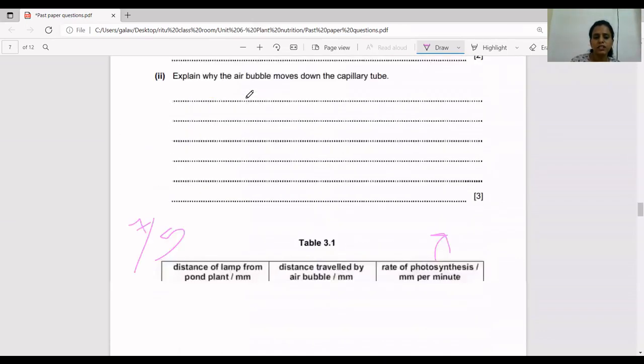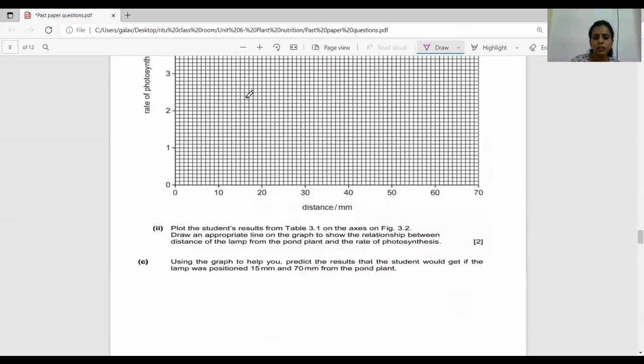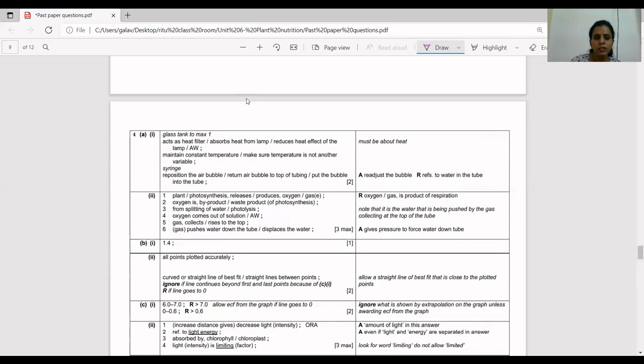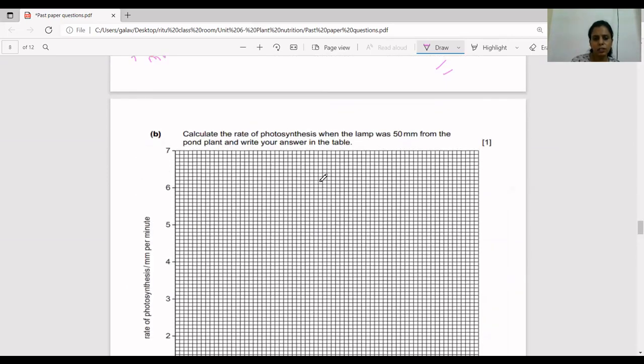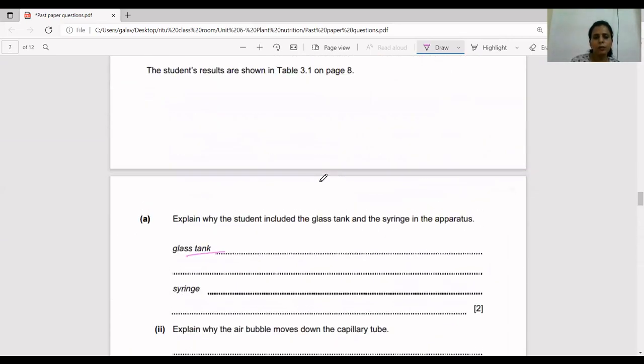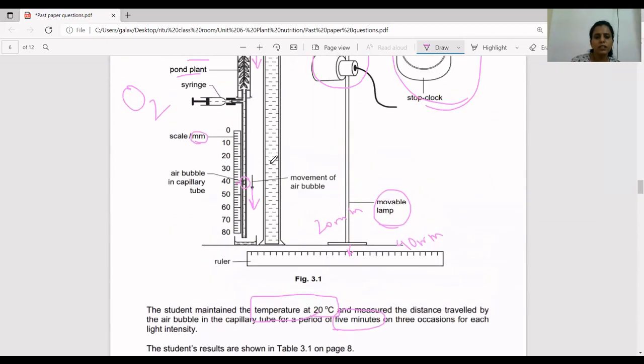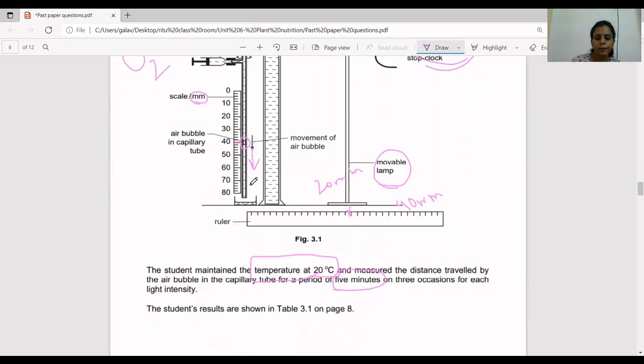Next is syringe. So syringe has been inserted here. We'll check in the marking scheme. Syringe has been inserted here to reposition the air bubble, to return the air bubble to the top of the tubing, put the bubble into the tube. So this bubble is actually placed in the tube with the help of syringe. So syringe is used here in order to insert or place a bubble in the capillary tube.